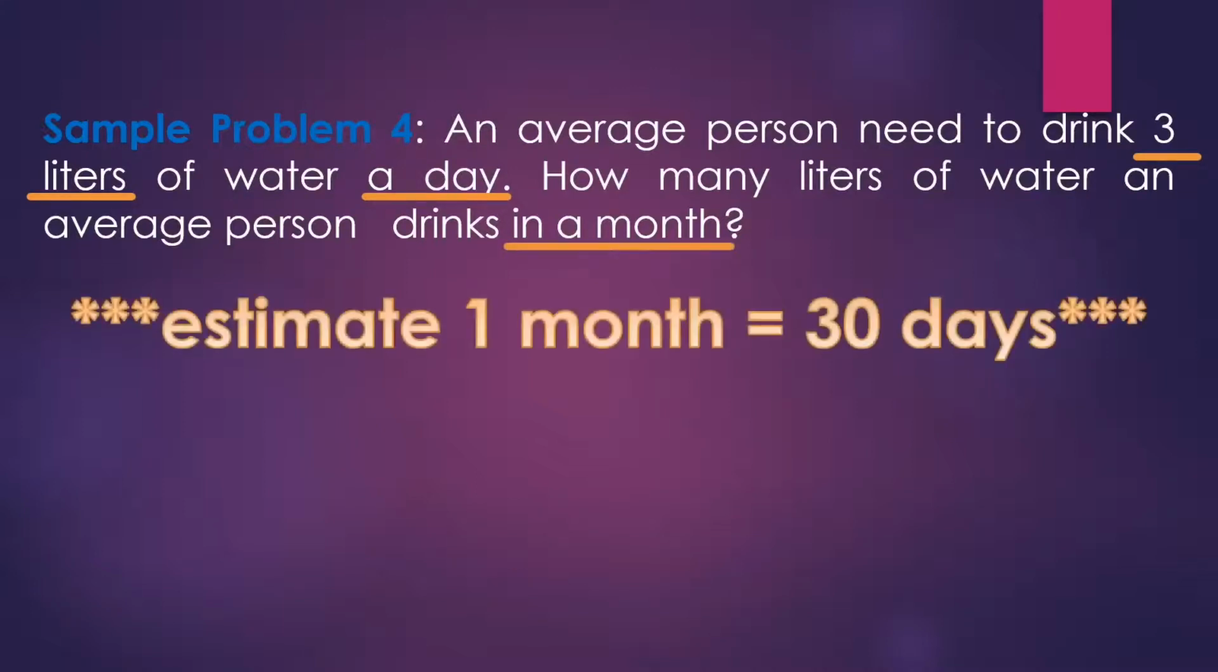So you first have to estimate that 1 month is basically 30 days. Almost every month is 30 days. So we're going to go with 30. Well, the quick way of doing this would be 3 times 30 to give me 90 liters a month. That is a lot of water.